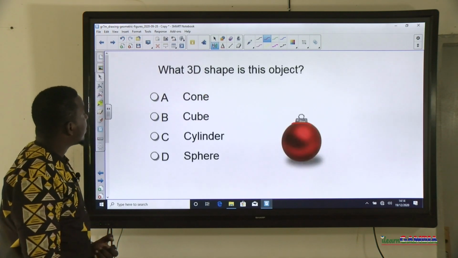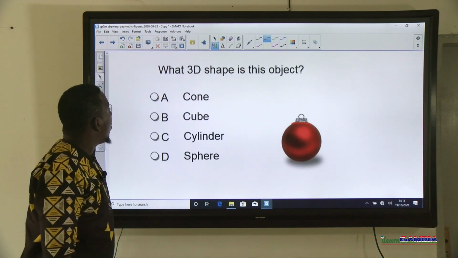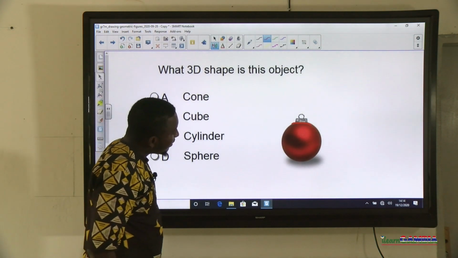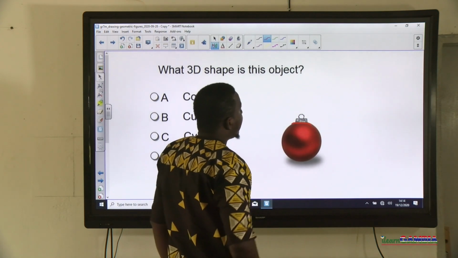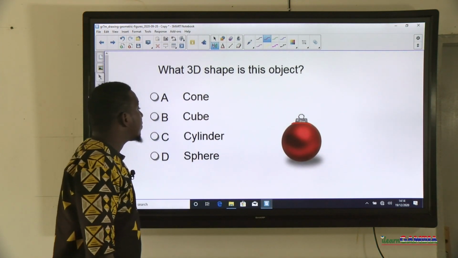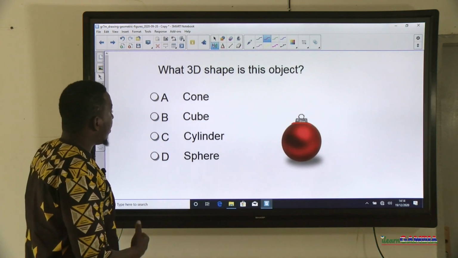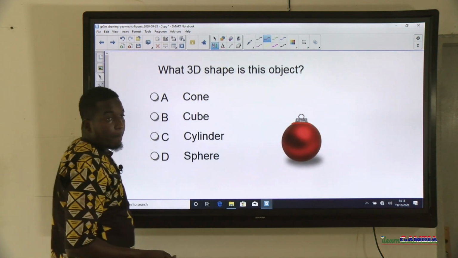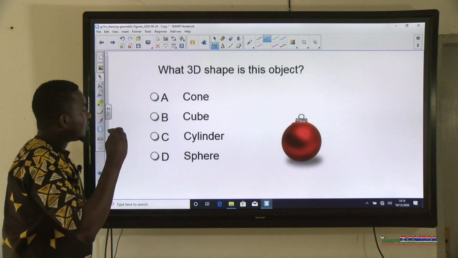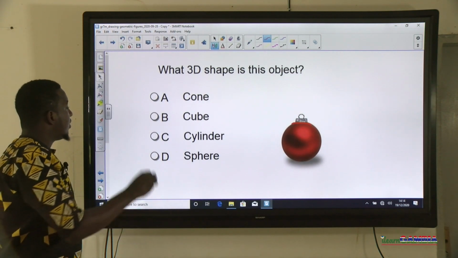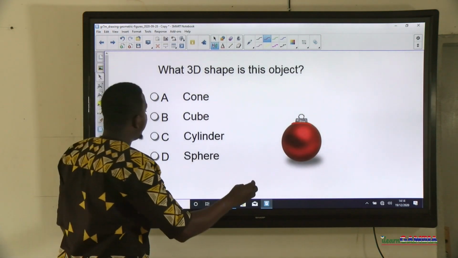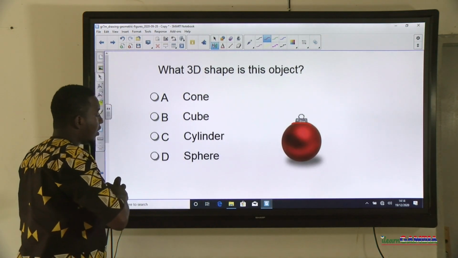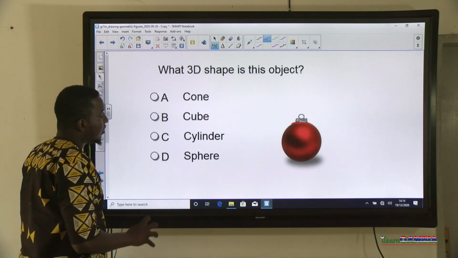We move on to the next one, where we have: what 3D shape is this object? Again, looking at the object that we have, it is perfectly round. So we are going to look at the options one after the other to examine which option is the correct answer. Again, the first option says the object is a cone. The second option says the object is a cube. The third option says the object is a cylinder. And the fourth option says the object is a sphere.